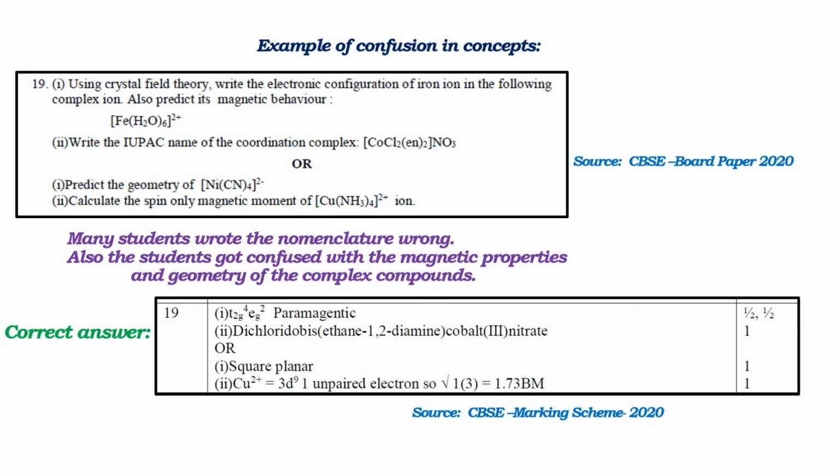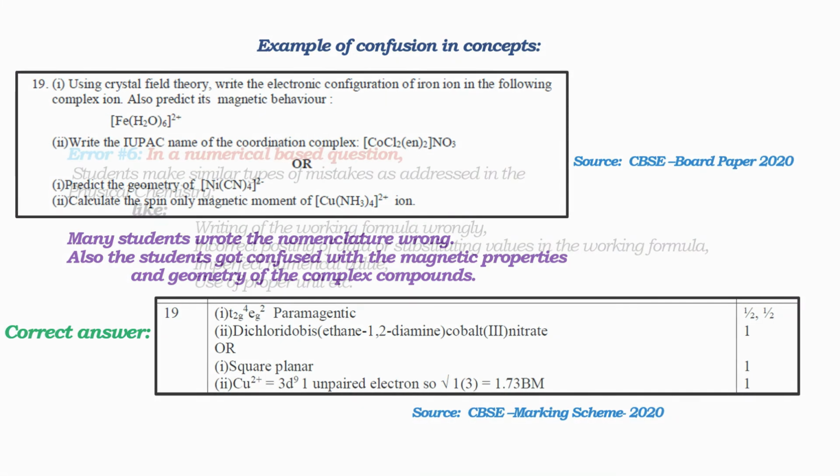This question, sourced from the board paper of 2020, asked students to use crystal field theory to write the electronic configuration of the iron ion, predict its magnetic behavior, and write the IUPAC name of the coordination complex. Here, many students wrote the nomenclature wrong. Also, some students got confused with the magnetic properties and geometry of the complex compounds.